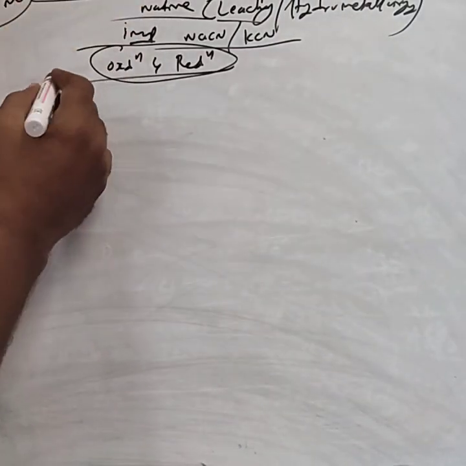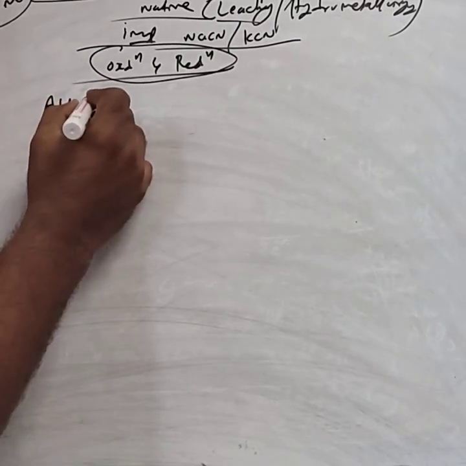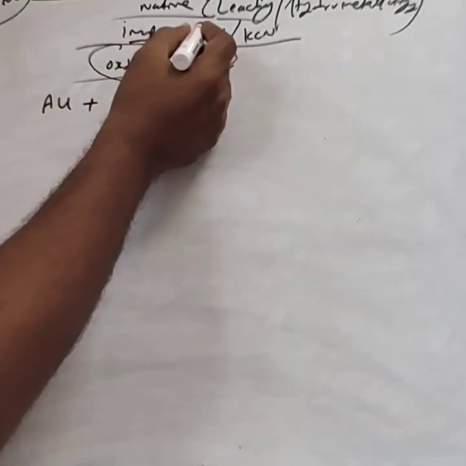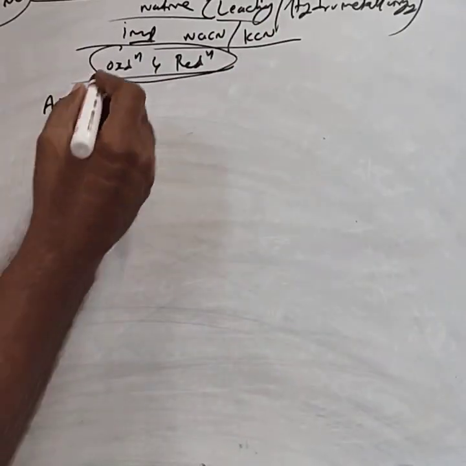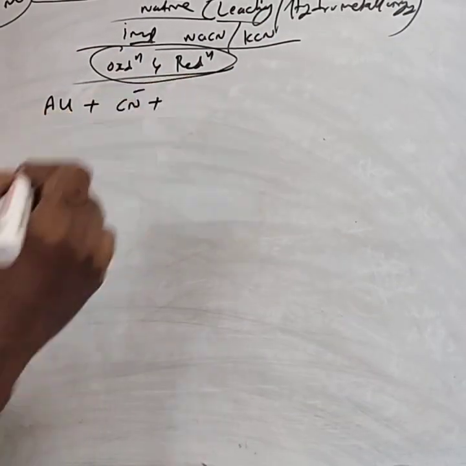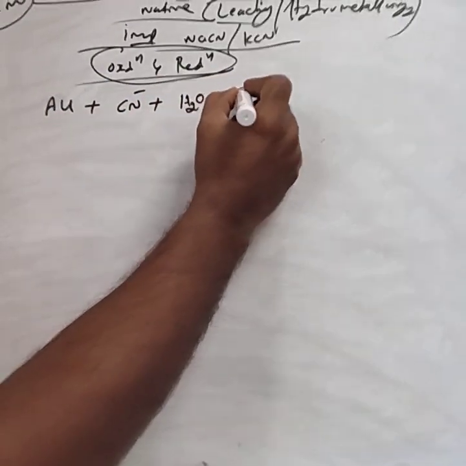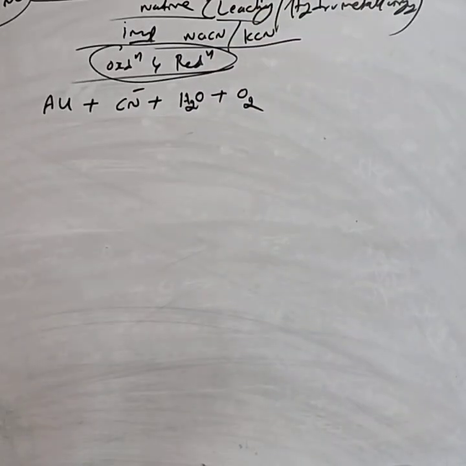You consider the reactions only. That is gold, present in the free state. Gold dissolves in sodium cyanide or potassium cyanide. They are considered as the ionic reaction, CN minus. Cyanide solution means water in the presence of the air.